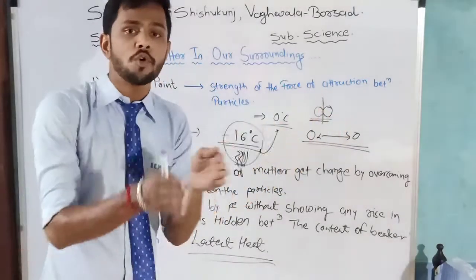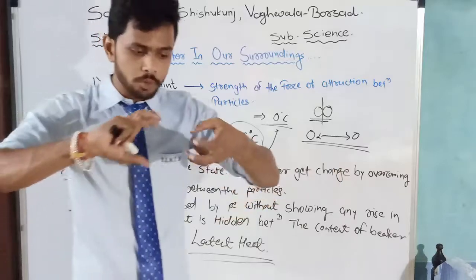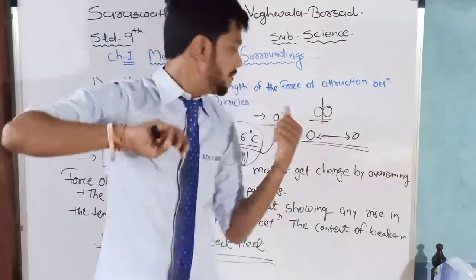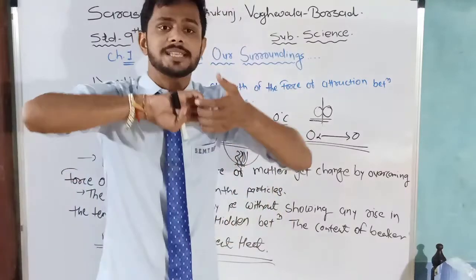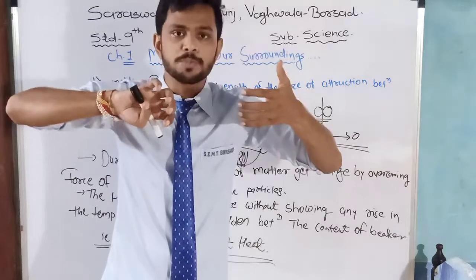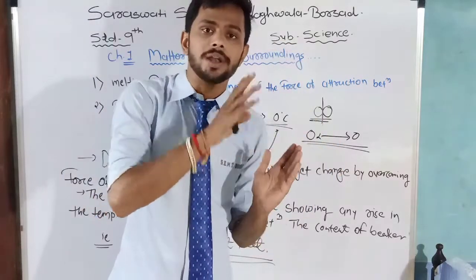Okay, the force between these particles will be overcome, meaning their force is very strong. As we keep raising the temperature, when the temperature reaches 0 degrees Celsius, the bond between the particles in the ice is broken up and they are converted from solid to liquid state.